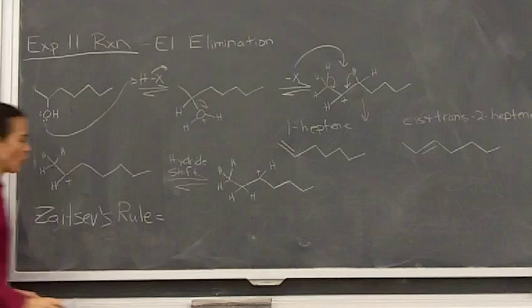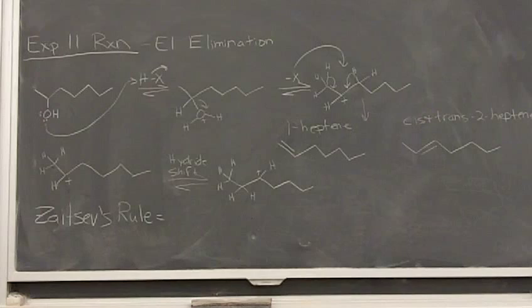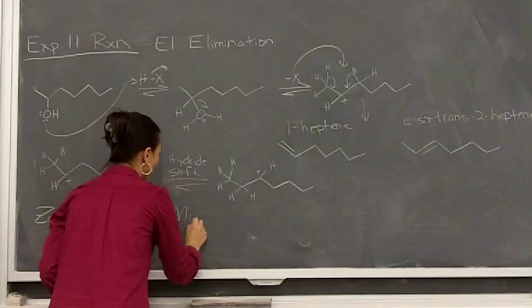Now, what does Zaitsev's rule say? Does it say anything about the carbocation? No, right? Remember, it's talking about the final product when you're looking at Zaitsev's rule. So what does Zaitsev's rule say? The more stable alkene will be favored, okay? So we're talking about the final product.